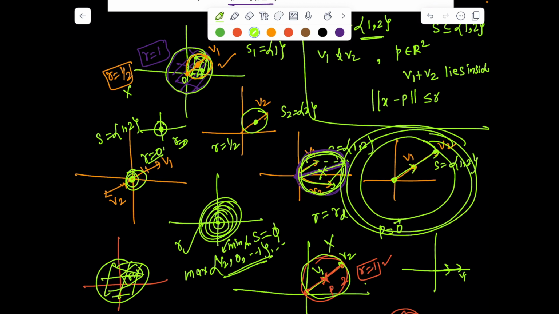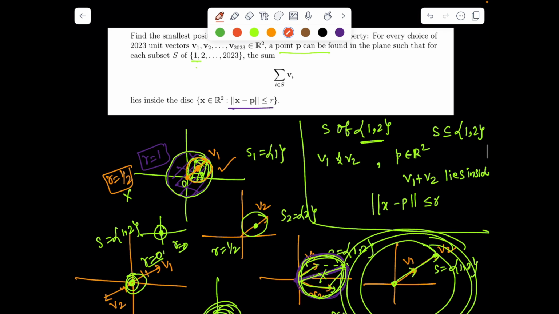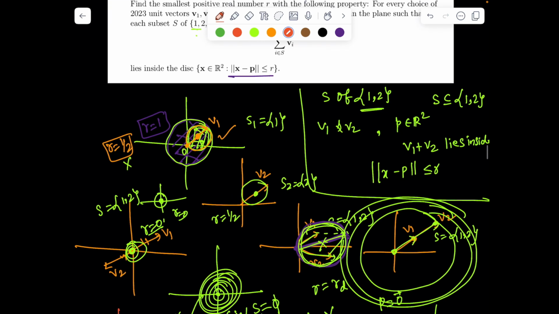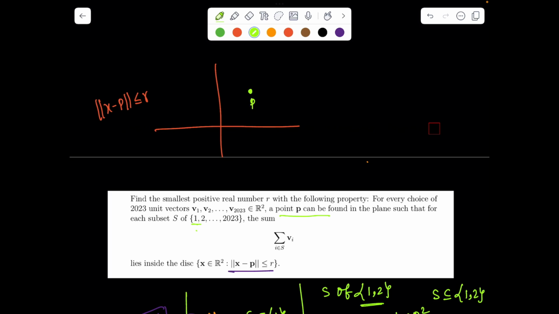Okay. So if the question had been exactly for 2 points b1 and b2, the answer is 1, right? What about for 3 points? And remember, mod x minus p less than or equal to r represents a disk having center p and radius r. So all points inside the disk are represented by a variable point x over here, right? The distance x minus p will be less than or equal to r.